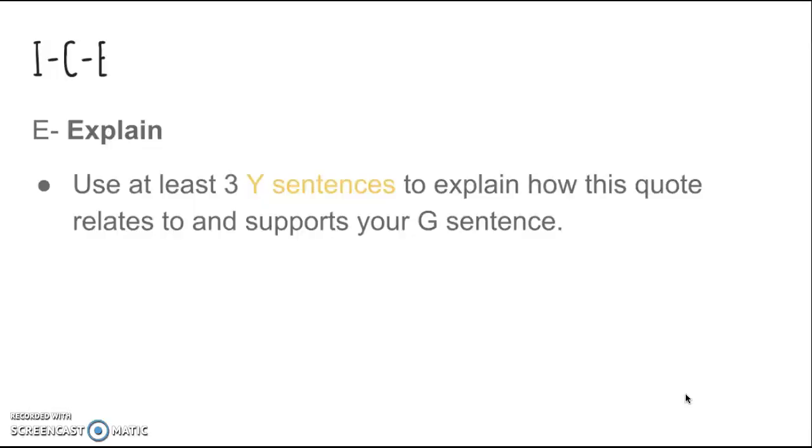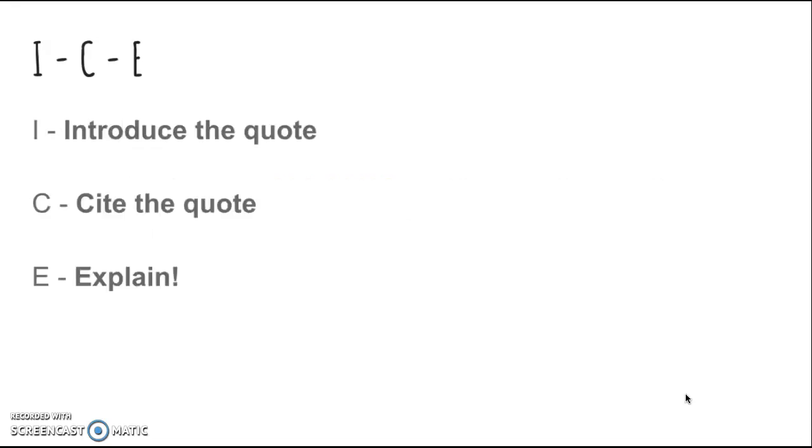All right, E. Now we're finally on to the E of ICE. E means explain, okay? This is where you use at least three Y sentences, yellow sentences, to explain how this quote relates to and supports your G sentence, your green sentence, of whatever paragraph you're on. This is super important. It's not negotiable. One Y sentence is not going to be enough. A good rule of thumb is to do three per quote. So every quote you have, you need three sentences of explanation. If you do a second quote, you need three more sentences of explanation.